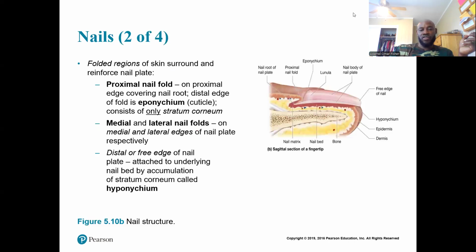This shows you the diagram of the fingernail. You don't really need to know all of this, but it's a good diagram to look at. See the nail root, the nail plate, and then the free edge of the nail. So it starts at the root, and then is growing out. The distal edge of the fold of the eponychium is what we call the cuticle.